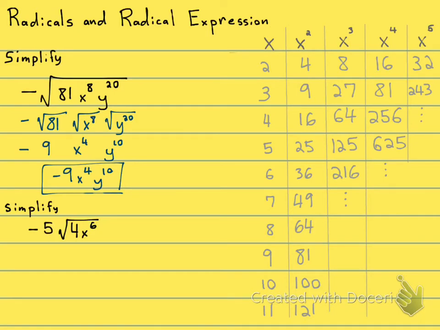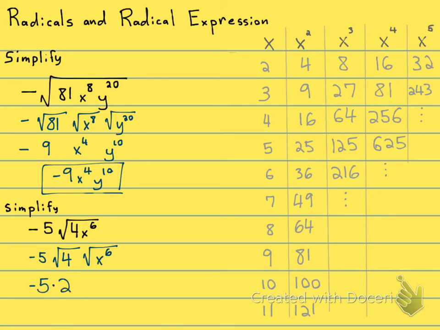Okay, now the problem down here, we have negative 5, square root of 4x to the 6th. I'm going to split this up, drop down the negative 5, and I'm going to put the number under one radical, square root of 4, and I'm going to put the variable under another radical, square root of x to the 6th. Now let's simplify these radicals. Do I know the square root of 4? Yes, of course. The square root of 4 is 2.